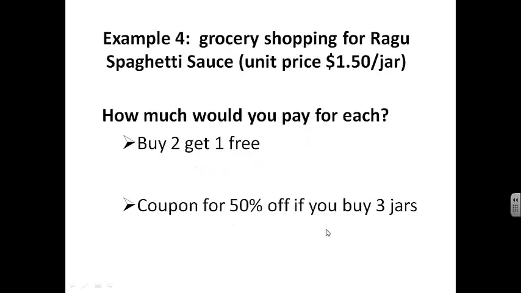Example 4, grocery shopping for Ragu spaghetti sauce. The unit price is $1.50 per jar. Remember, when you do unit prices, that means per one. So that's for one jar, it's $1.50. How much would you pay for each of these choices? If you buy 2 and you get 1 free. So how much would it cost for 2? And then how much would it cost for that third one? And then how much would you pay for all 3?